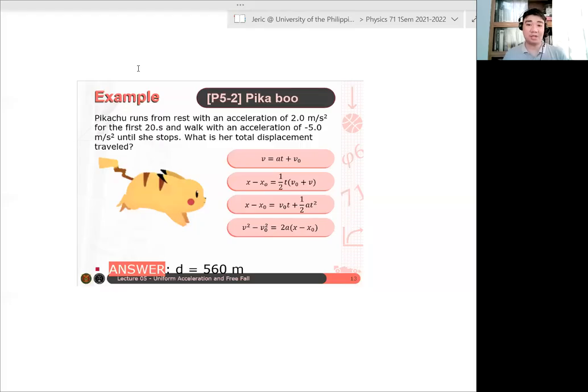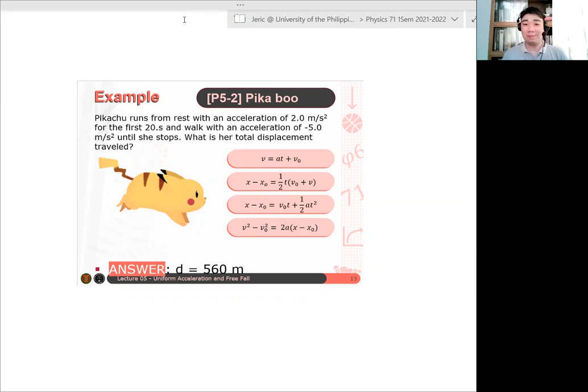Now we have another problem here. So this is 5-2 Peekaboo. Pikachu runs from rest with an acceleration of 2 meters per second squared for the first 20 seconds and walks with an acceleration of -5 meters per second squared until she stops. So, babae pala si Pikachu. What is her total displacement traveled?